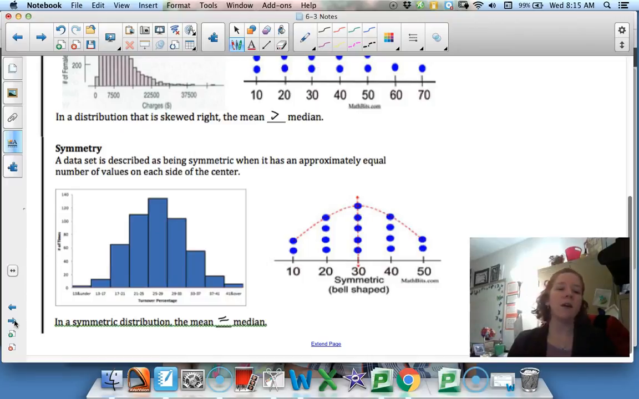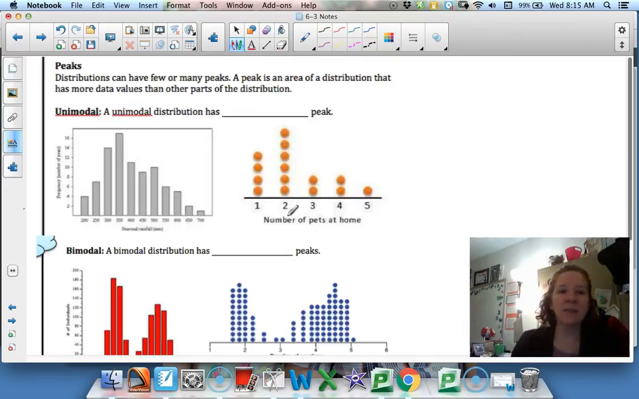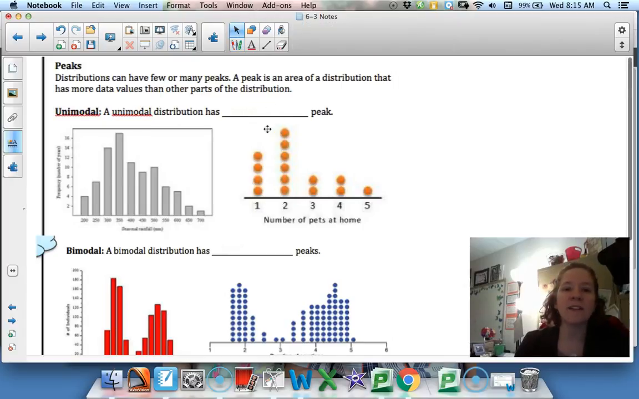Okay. All right. The next thing we're going to look at is peaks. This is drilling into what the mode is. A distribution can have few peaks or a bunch of peaks. A peak is just an area of a distribution that has more data values than the other parts. So you can see the mode visually. We call it unimodal, again with that root word of mode, if a distribution has just one peak. So these are examples of unimodal data sets with a histogram and a dot plot.